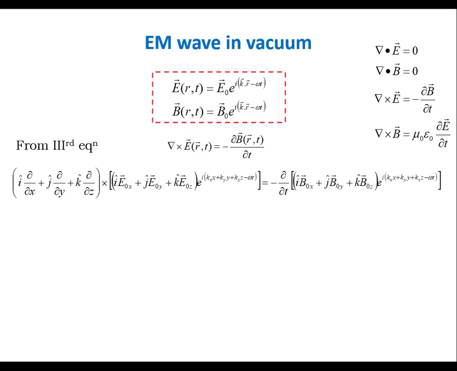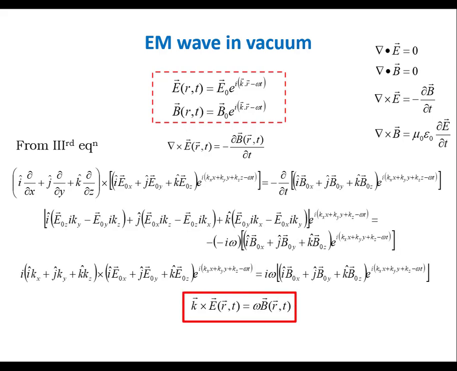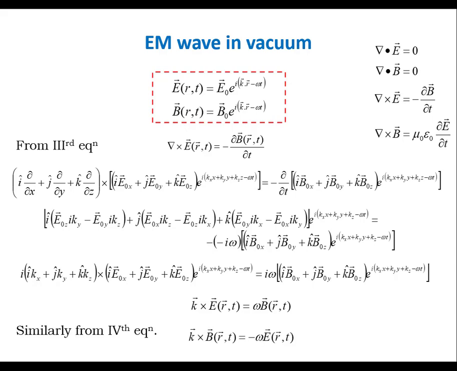This can be done like this, which you can do by yourself, to have K cross E equal to omega times magnetic field induction. This is the result by putting the E equation in the third equation. Similarly, if you put the solution for magnetic field induction in the fourth Maxwell equation, you will get this. So, in an electromagnetic wave, E, B and K are mutually perpendicular.